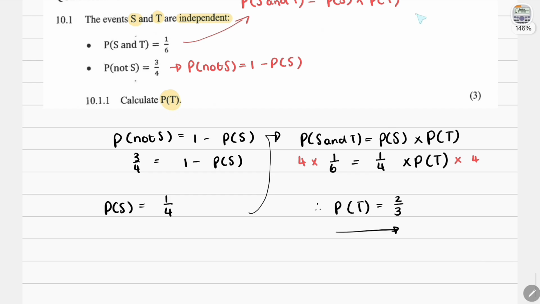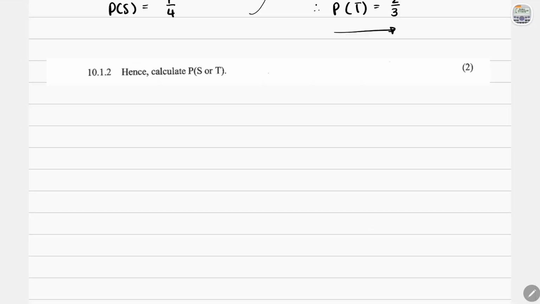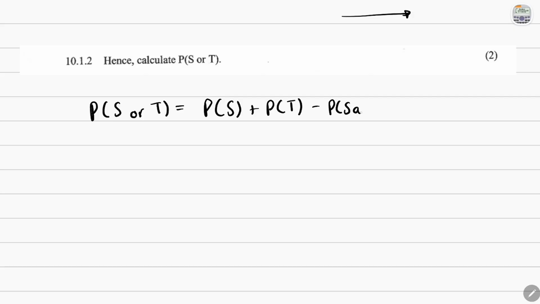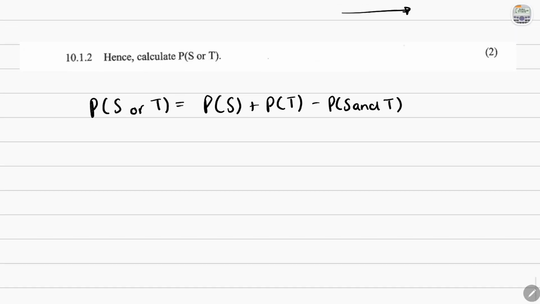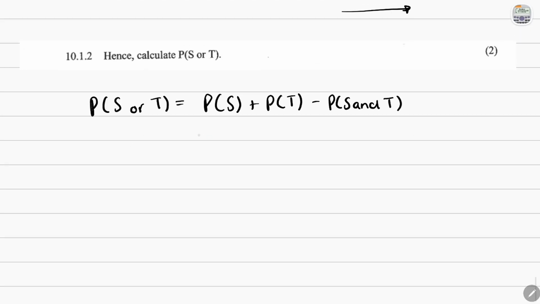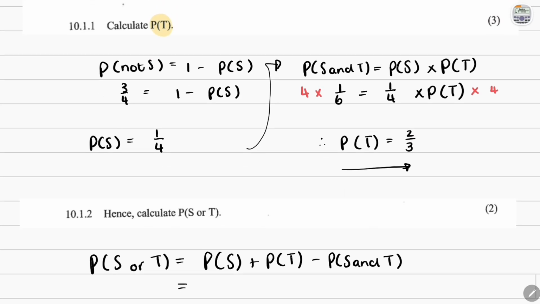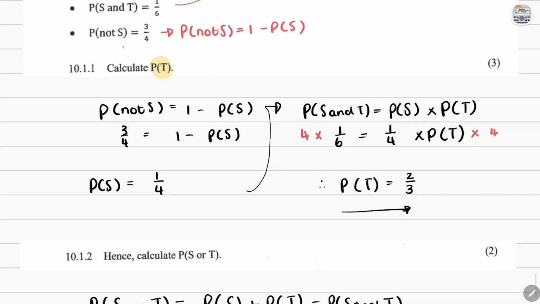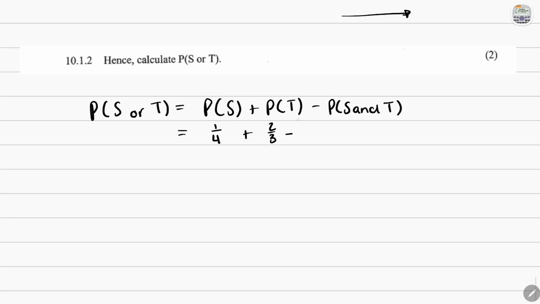Moving on to the next question. Question 10.1.2 says, hence calculate the probability of S or T. So think about what that formula looks like. The probability of S or T is equal to the probability of S plus the probability of T minus the probability of S and T. Okay, this is the OR rule or the addition rule. We already have the probability of S. It's 1 over 4 plus 2 over 3 minus that intersection, which we already had as 1 over 6. So minus 1 over 6.